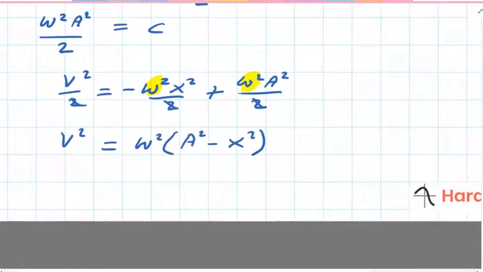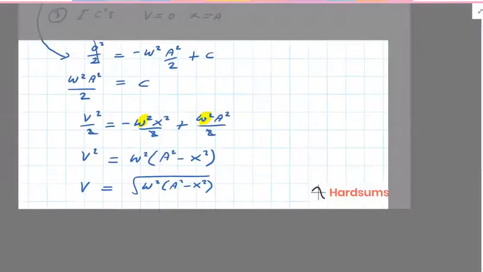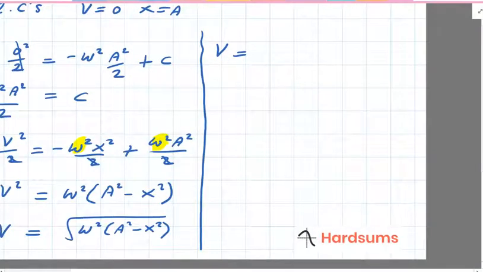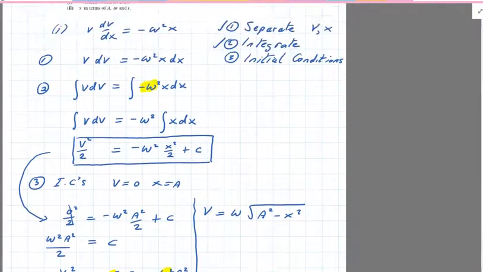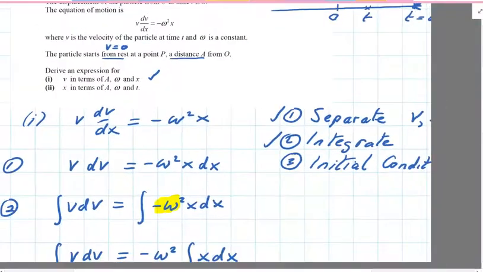So that's V squared equals omega squared into A squared minus x squared. Now, that means we can get V by getting the square root of both sides. So the square root of all this is the square root of omega squared into A squared minus x squared, which becomes simply omega root A squared minus x squared. And that's what we were asked to do. If you go back to part 1, we were asked to find an expression for V in terms of A, omega, and x. And that's what we've done.